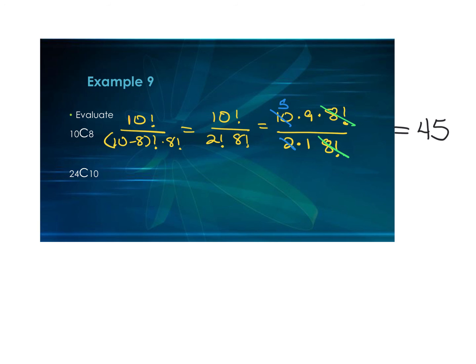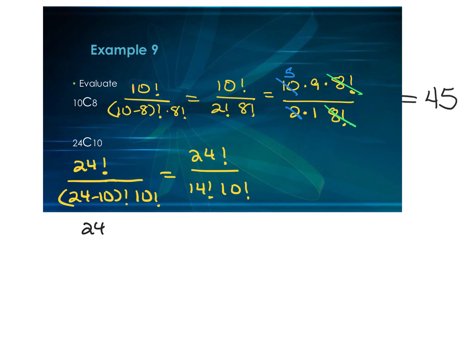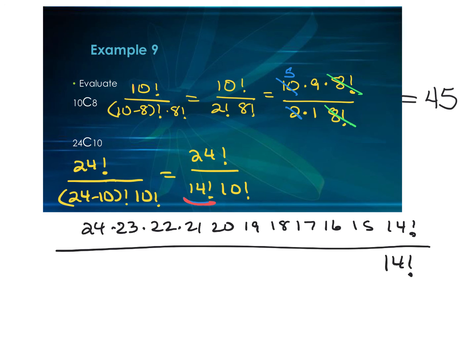For the last one, it's going to be kind of long because it's 24. So you're going to do 24 factorial divided by 24 minus 10 factorial times 10 factorial. 24 factorial over 14 factorial times 10 factorial. And now I'm going to expand it out. So for the top, I'm going to take 24 all the way down until it gets to 14. So 23, 22, 21, 20, 19, 18, 17, 16, 15, 14. And this is a factorial. I'll write that one right underneath it. So these cancel. But then I've got to also expand out the 10. So then that becomes 10, 9, 8, 7, 6, 5, 4, 3, 2, 1.